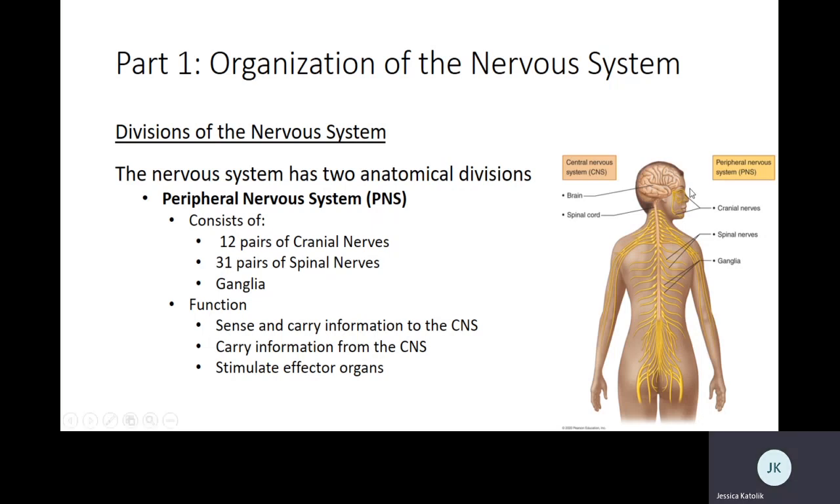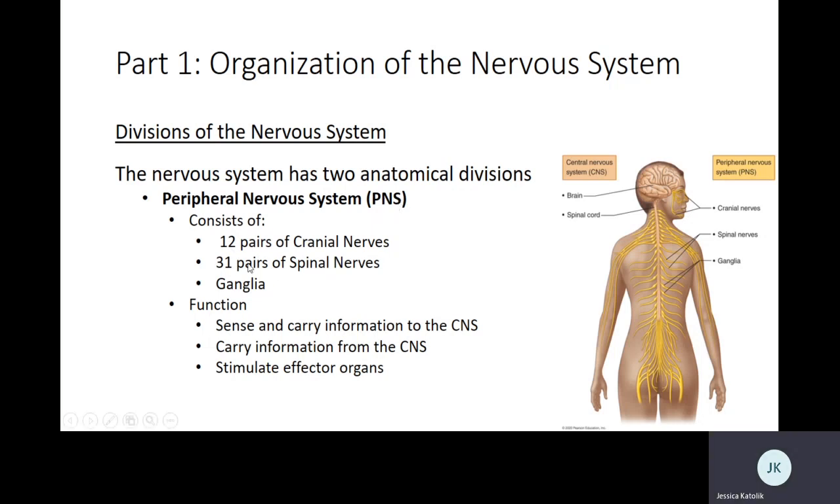In chapters 13 and 14 that we'll discuss in the future, we'll learn the specific names and functions of these cranial and spinal nerves. And we'll also learn what these nerves innervate, both the muscular innervation and the cutaneous innervation.